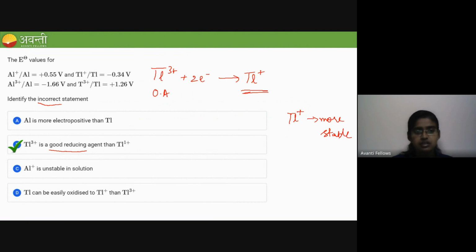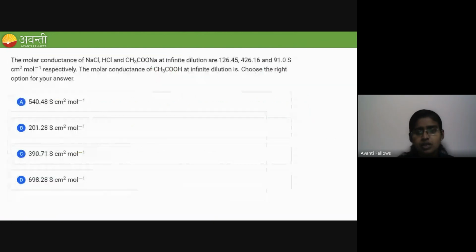Okay, aluminium is more electropositive than thallium. Yeah, on moving down the group, electronegativity decreases and electropositivity increases. Okay. So those are the exceptions for group 13. So all others are correct. Only the second statement is incorrect. Now let us see one more question.